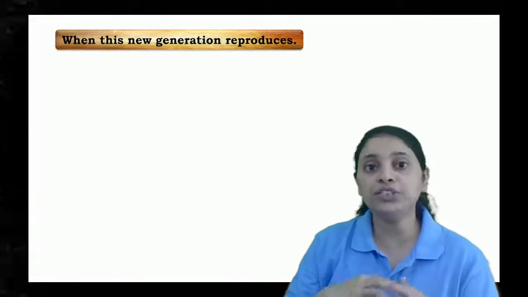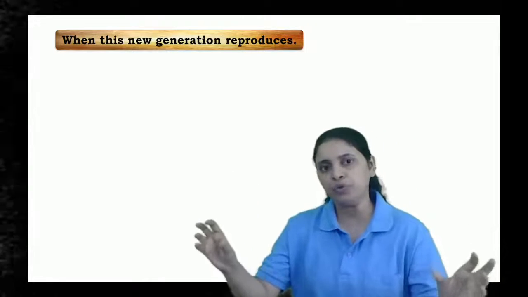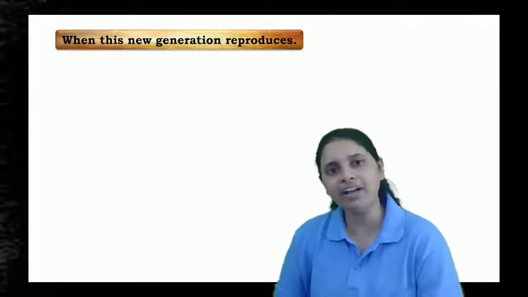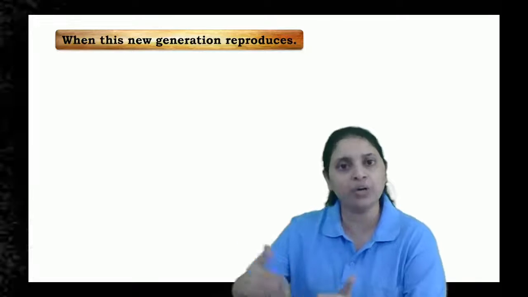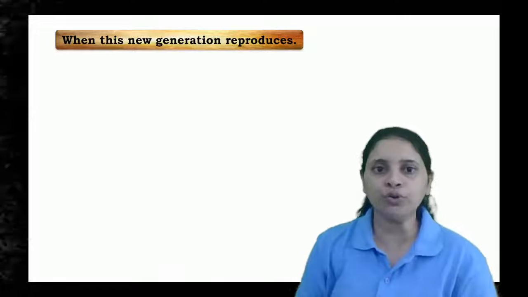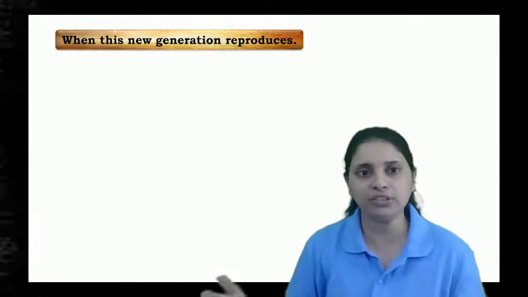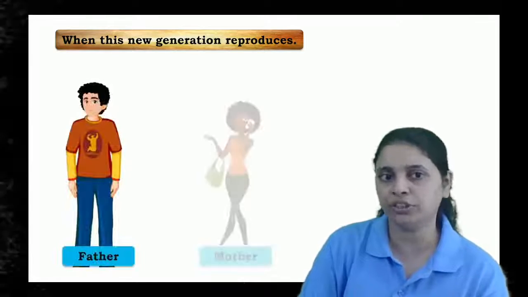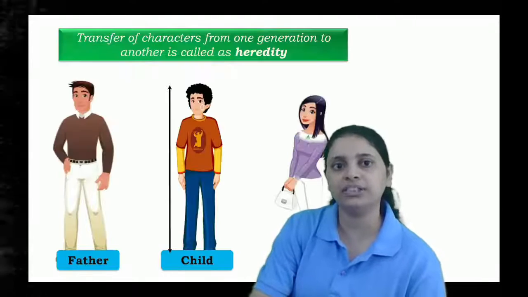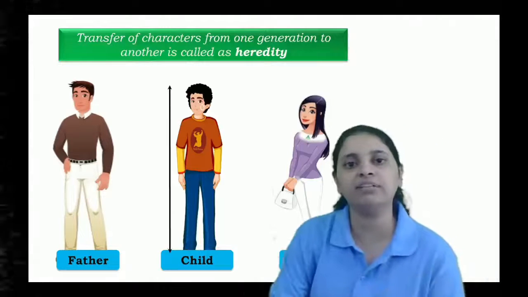Now, when this new generation reproduces, okay, we took an example. We have two parents and their child, and this child is showing some variations. Now again, when this child will grow up, mature and reproduce, his or her children will also show some similarities to this child and some new combinations, right? So when this new generation reproduces, look, this was the child in our previous example here, you can see this child, right? Now we are looking at the next generation, okay?